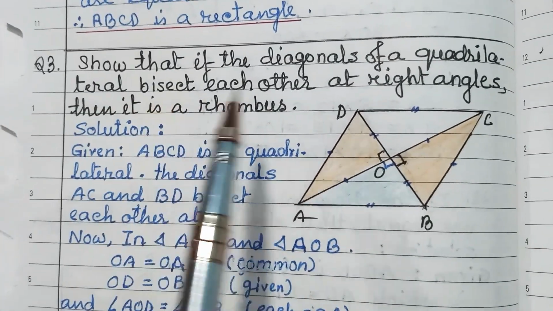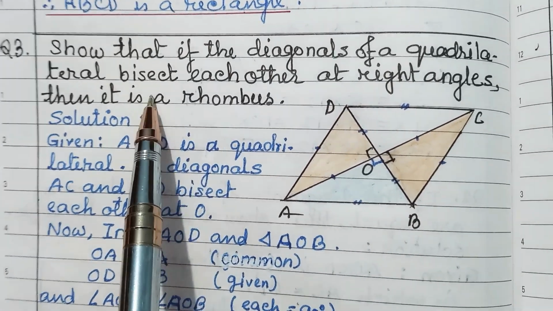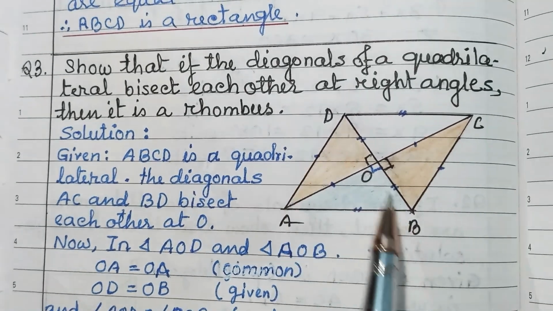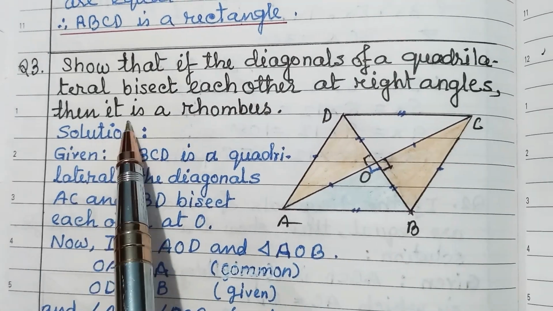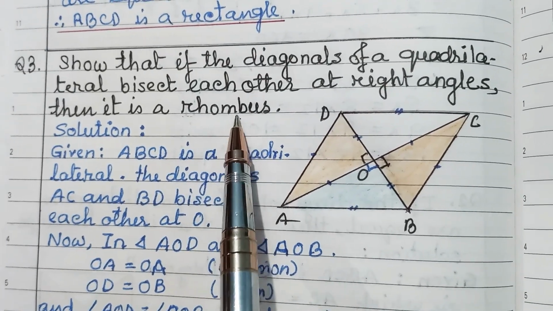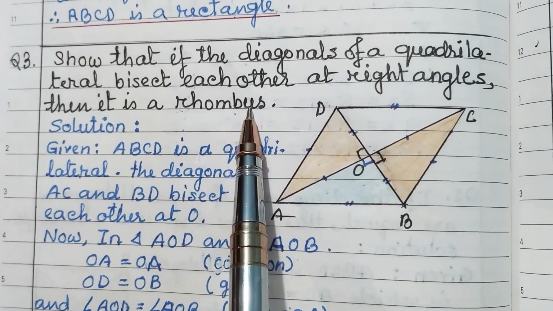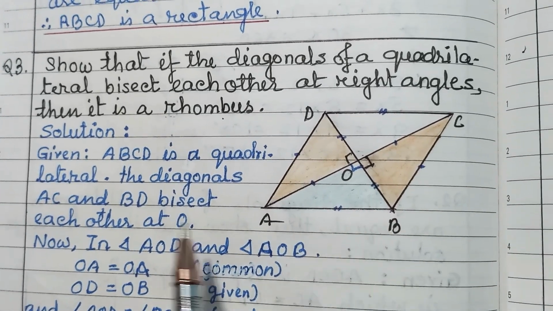Show that if the diagonals of a quadrilateral bisect each other at right angle, then it is a rhombus. You have to prove it. What to prove? The figure you always have to draw. So okay, it is the trick. It is a rhombus you have to draw first. Then we prove that it is a rhombus.